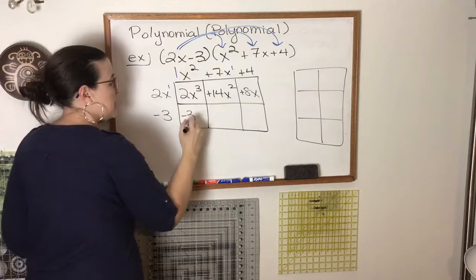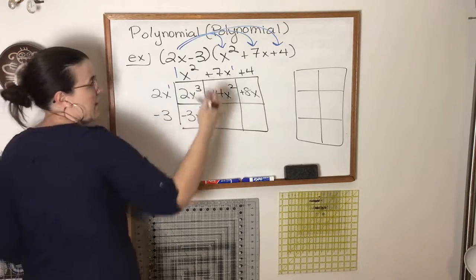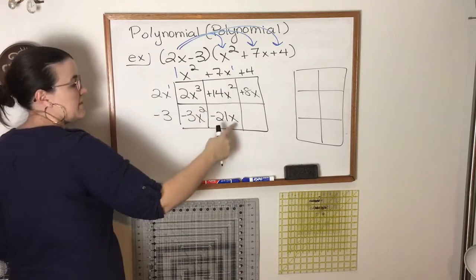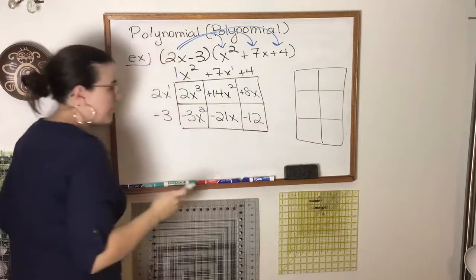Negative 3 times 1 is negative 3. X to the second comes along for the ride. Negative 3 times 7 is negative 21. X comes along for the ride because it doesn't have anything to multiply by. And then negative 3 times 4 is negative 12.